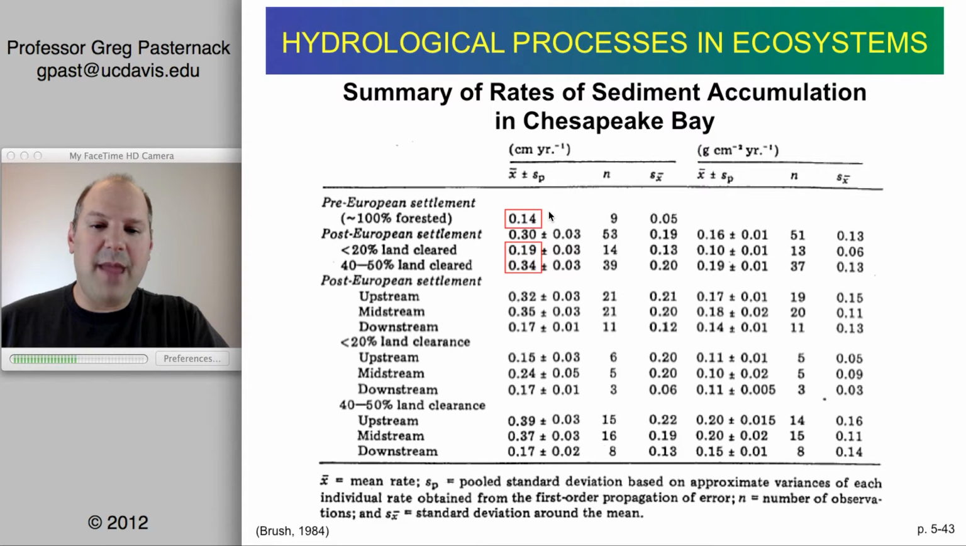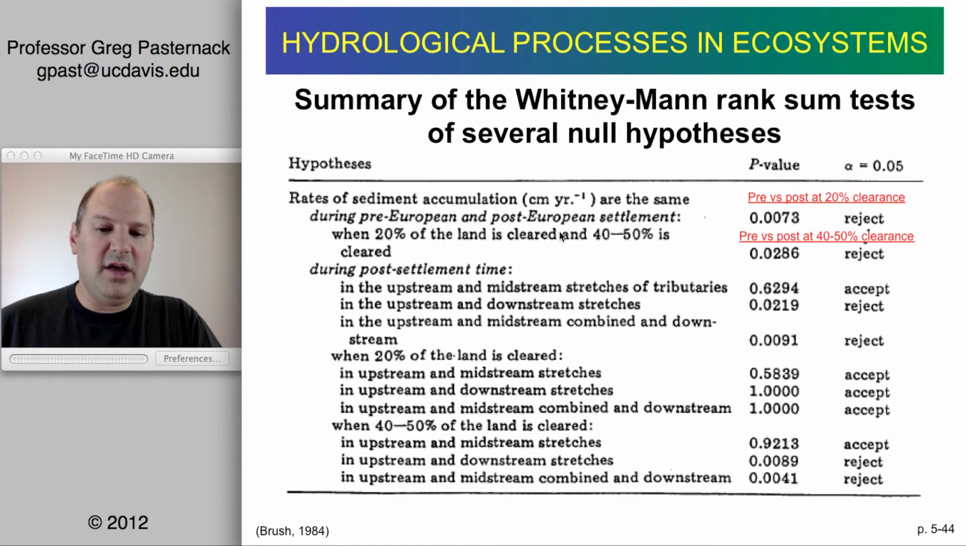Knowing that there's some error in this and accumulating the data across all the different cores, we can ask specific hypotheses and run statistical tests to see if these results hold up. So if we look at the test, are the rates of sediment accumulation the same during pre-European and post-European settlement, in either 20% land clearance or 40 to 50% clearance?